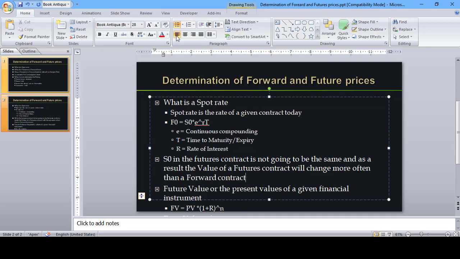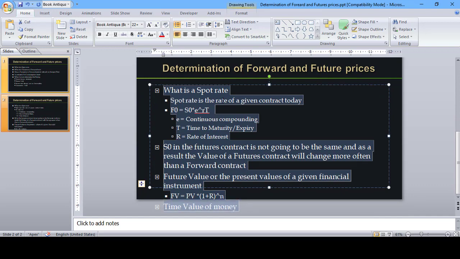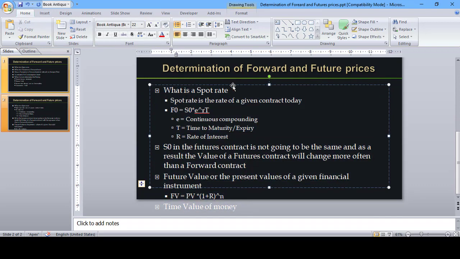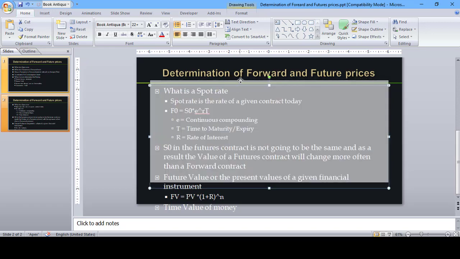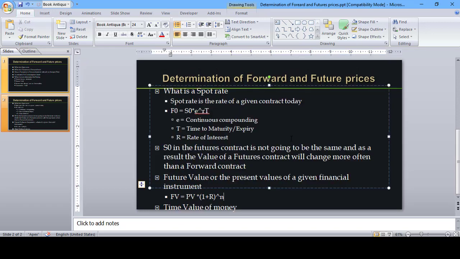So I'm just going to indent this a little bit, or maybe let's just pull it a little bit up so that the whole thing is visible to you guys. Alright, so this is what I wanted to highlight here while determining the forward and futures prices.